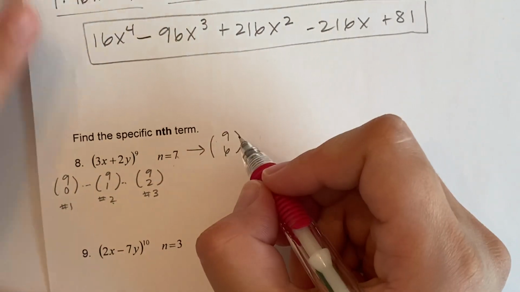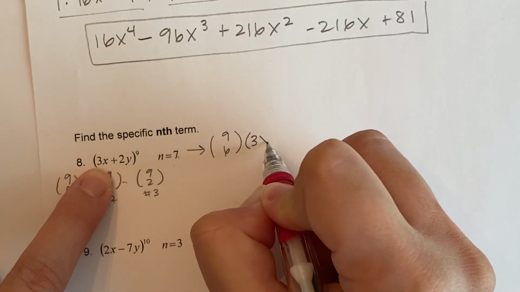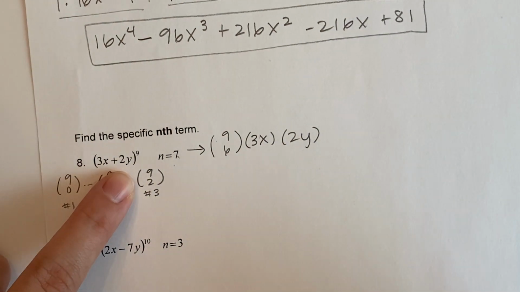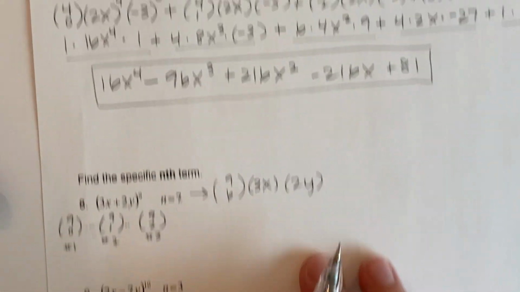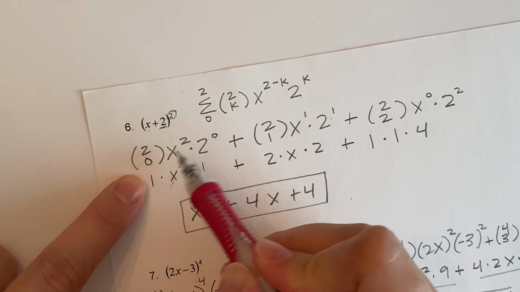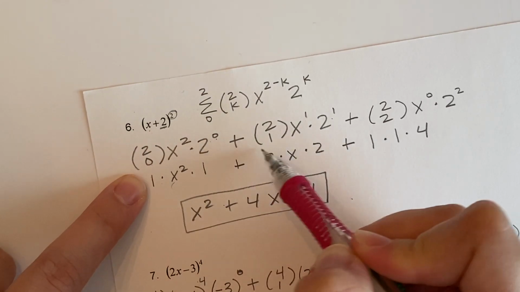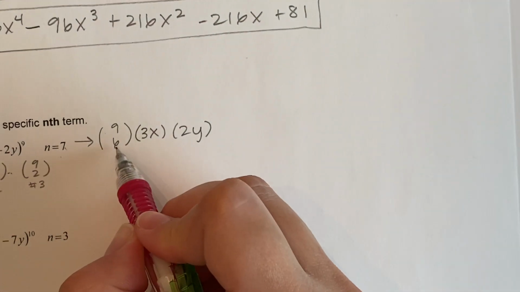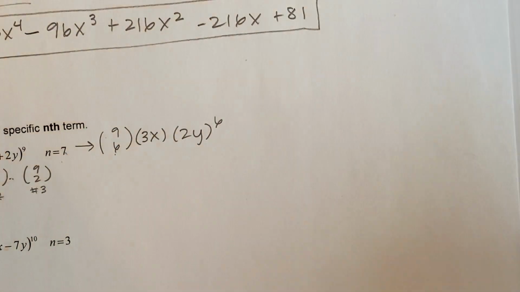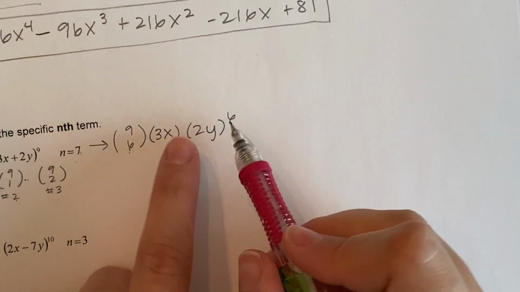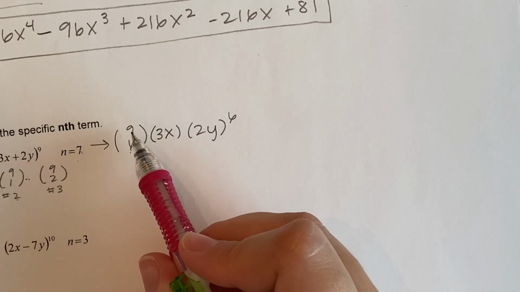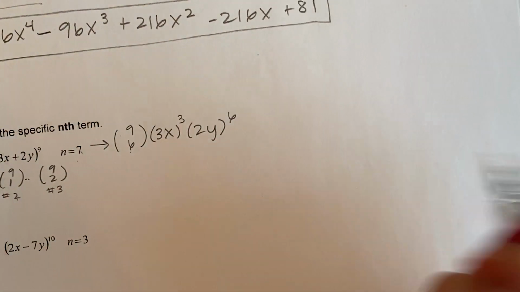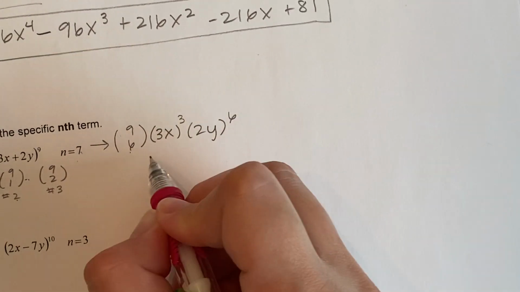So now I need to figure out 3x is my first, 2y is my second. If you go back and look at that pattern, notice this bottom number always matches the second term. So this 6 is going to go on 2y. And then remember we talked about these two exponents have to add up to 9. So 6 plus what is 9? You guessed it, 3. And now we just have to solve this out in our calculator.